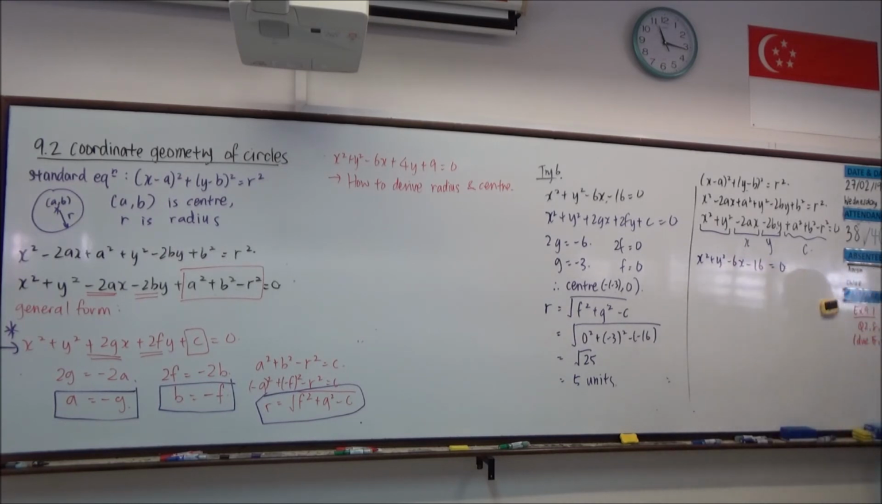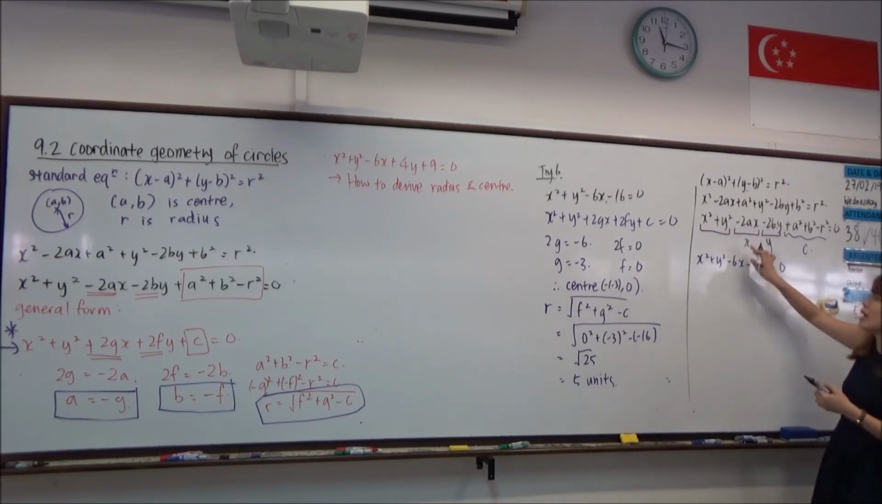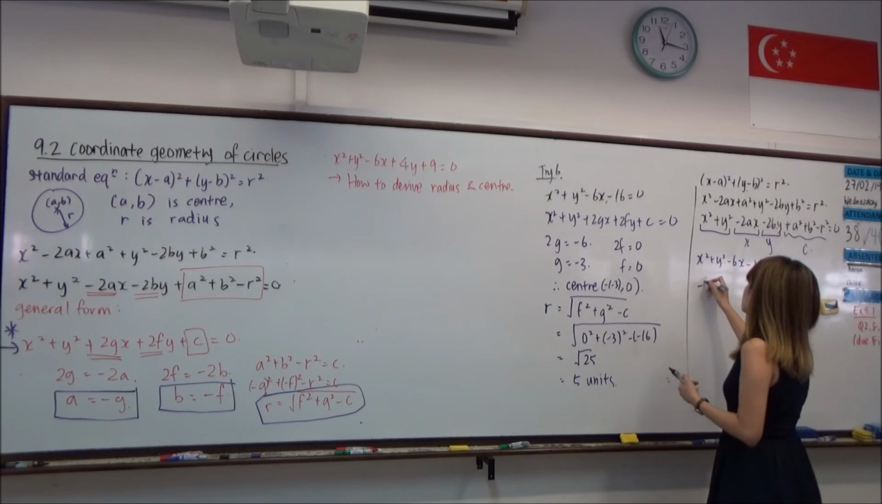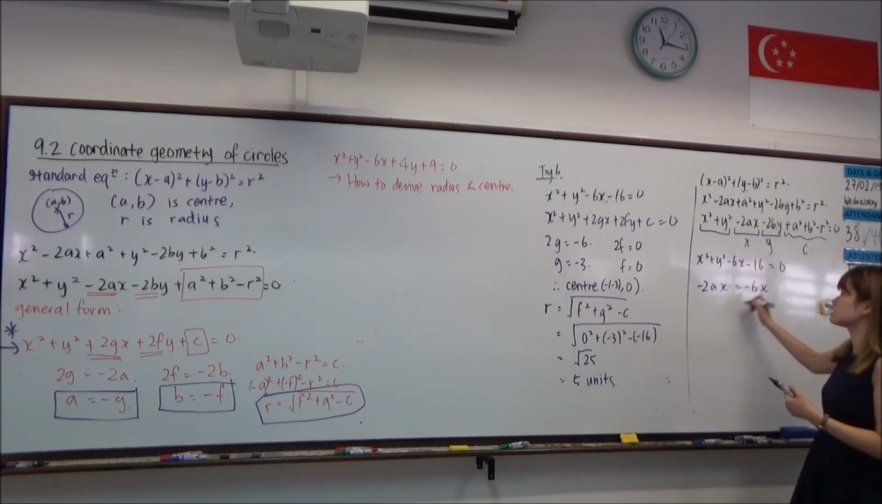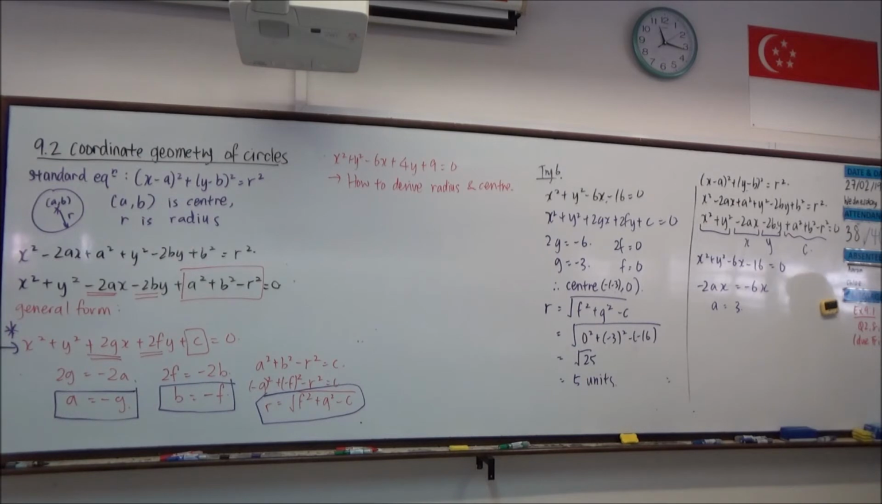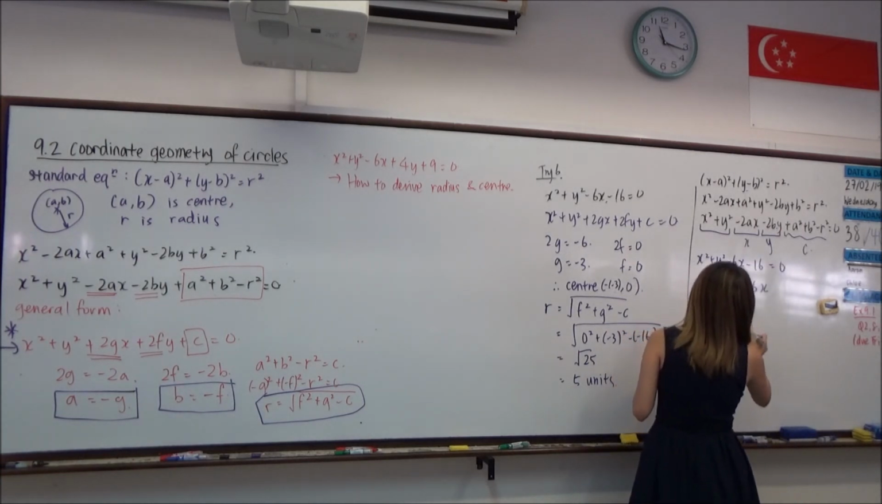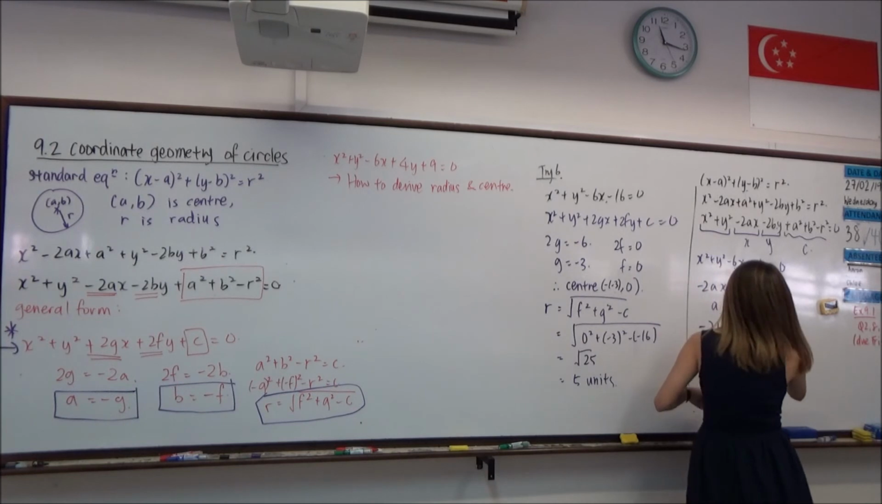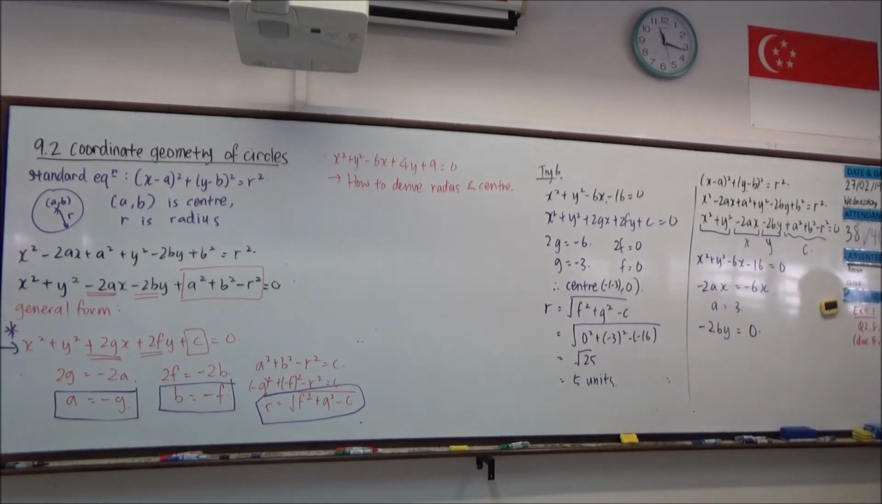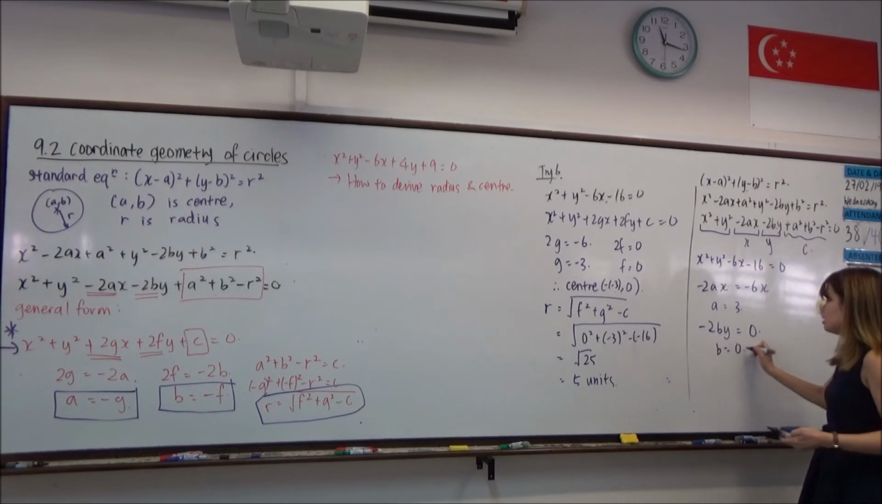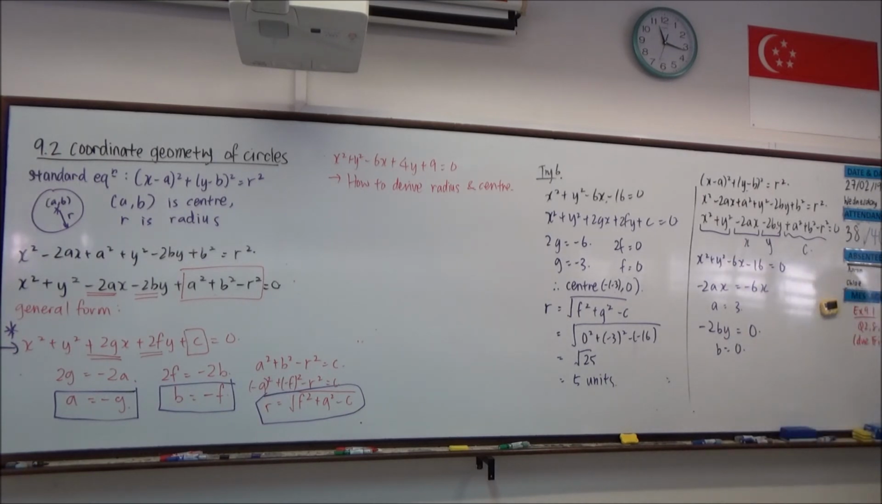Then, looking at this given question here, which is x squared plus y squared minus 6x minus 16 equals to 0, we just have to do a compare of coefficients. So in this case, negative 2ax is negative 6x. So negative 2ax equals to negative 6x. a would be equals to 3. Are we following so far? Next, negative 2by. Because there's no term in y, it will be equals to 0. Then after that, b equals to 0.